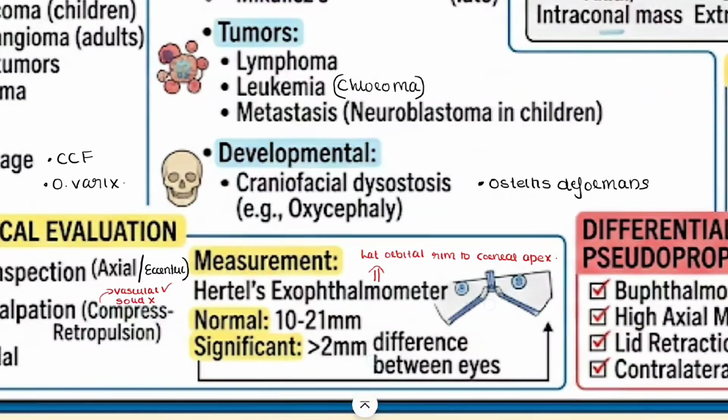Now do the measurement. The measurement is done using a Hertel exophthalmometer, and it is measured from the lateral orbital rim to the corneal apex. Normally it should be 10 to 21 millimeters. If there is more than 2 millimeter difference between both eyes, that is significant. Okay, 2 millimeters is significant.